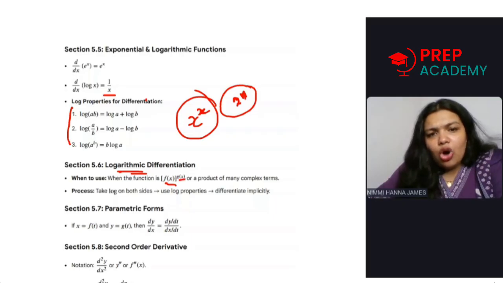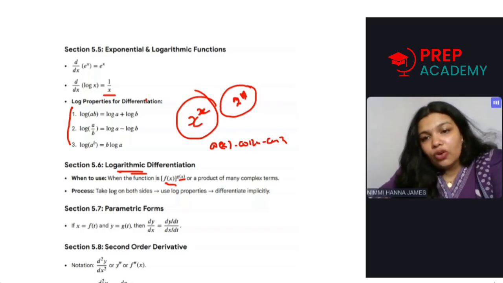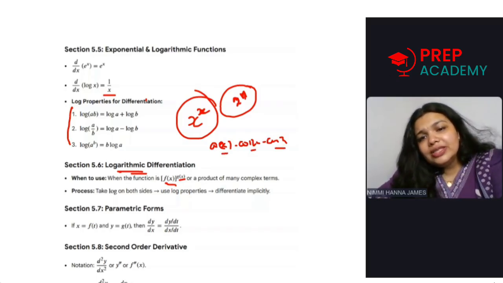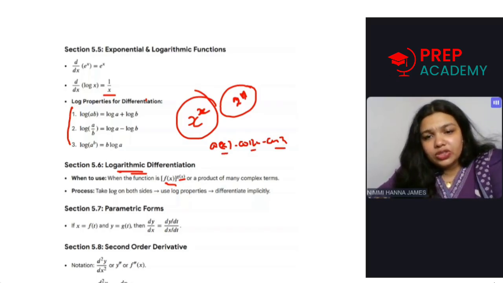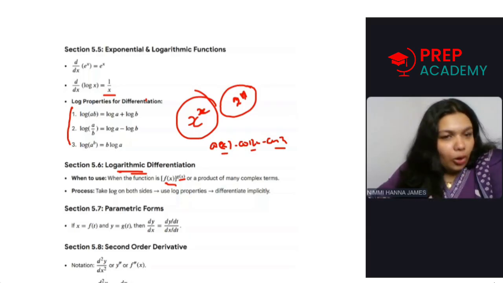raised to g of x, or if it is a product of many complex terms, like cos x into cos 2x into cos 3x into cos 4x, there also it is a product of many complex functions. So in these two cases, we will be using logarithmic differentiation, because otherwise we don't have any options.